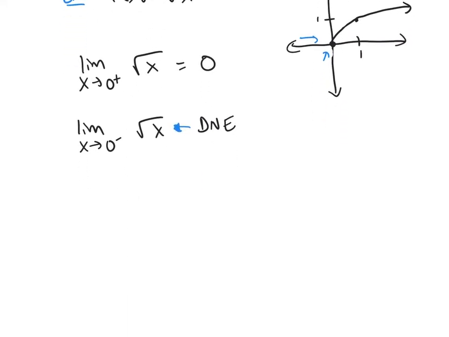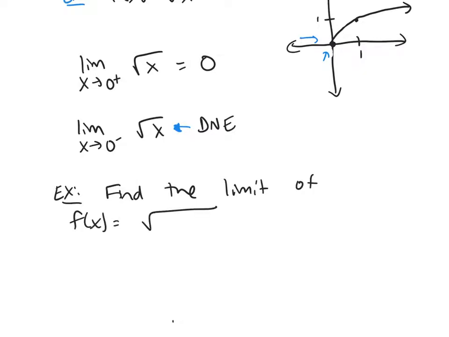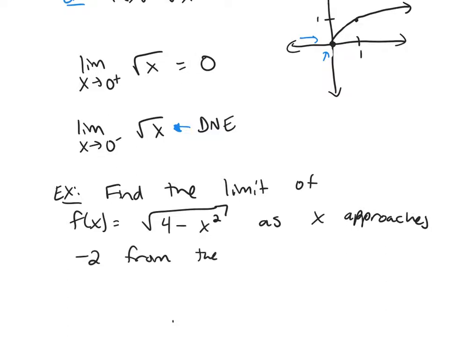Let's look at an example. I want us to find the limit of the function the square root of 4 minus x squared as x approaches -2 from the right.